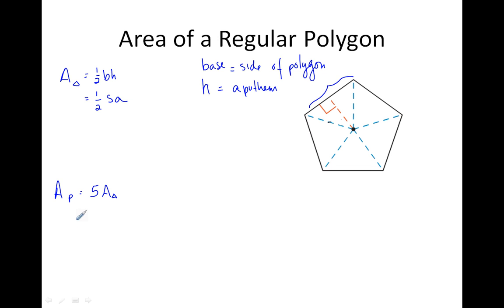Well, since it's a pentagon and I have 5 of those, I have 5 times 1/2 times the side times the apothem. And if I rewrite this a little bit, I'm going to have 1/2 times 5 times the side length times the apothem. 5 times the side length is 5 times this side length, so we have 1, 2, 3, 4, 5. It's actually the same as the perimeter. So we can rewrite this formula as 1/2 times the perimeter of my polygon times the apothem of my polygon. And this is the formula that we're going to use as we find the area.